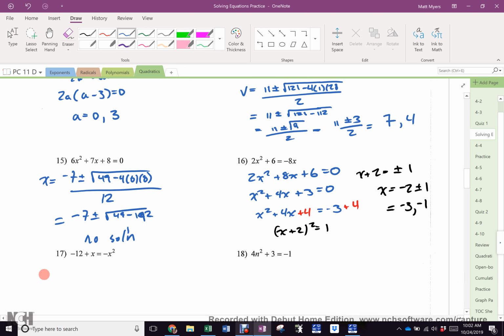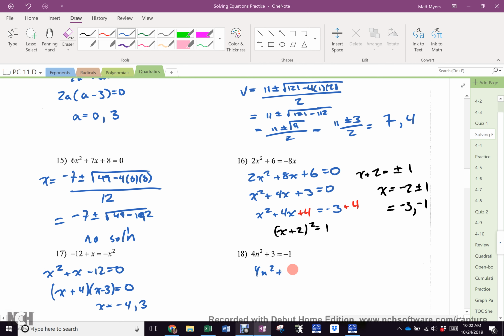I would move this x over so it's positive. X squared plus x minus 12 equals 0. That is, of course, x plus 4, x minus 3 equals 0. So x equals negative 4 and 3.